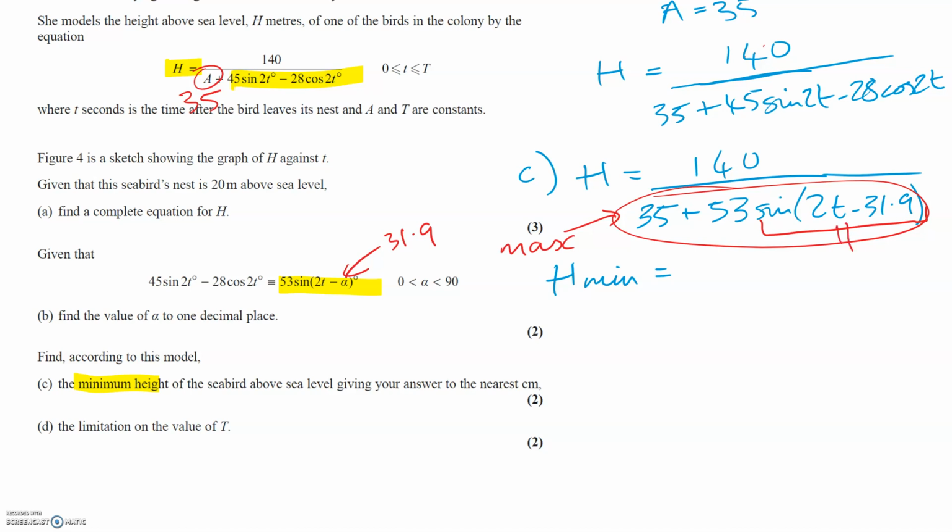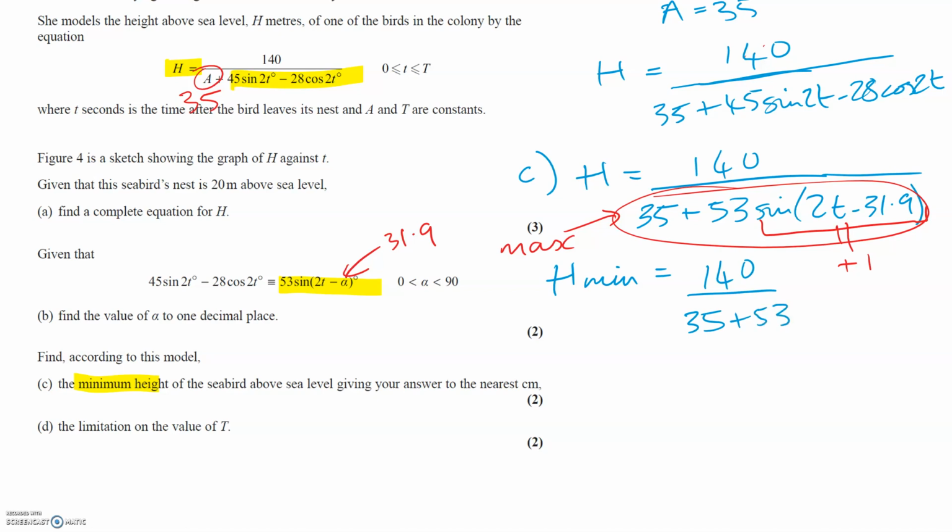sine equals plus 1. So when sine equals plus 1, which is the maximum value sine can be, we'll just be left with a 53 over here. 53 times 1 is obviously 53. So the minimum h can be is 140 over 35 plus 53.